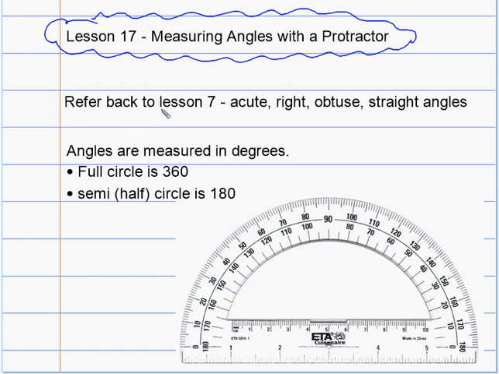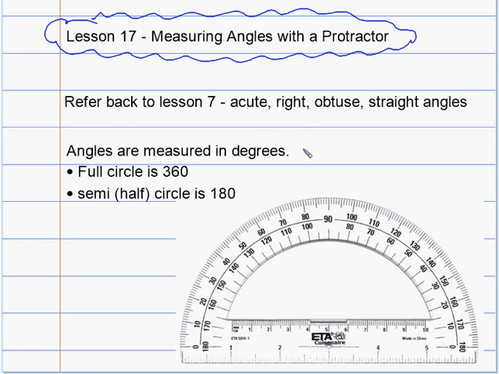Make sure that you refer back to lesson 7 to get the definition for acute, right, obtuse, and straight angles. Acute, remember, is less than 90 degrees, right is exactly 90 degrees, an obtuse angle is between 90 and 180 degrees, and a straight angle is 180 degrees. Remember, you can also think about that video, the YMCA activity that we did in class.